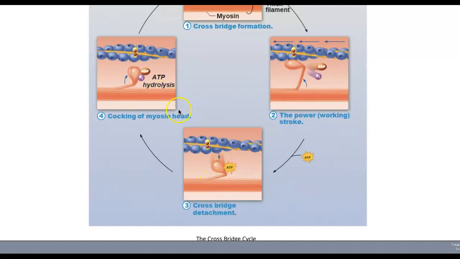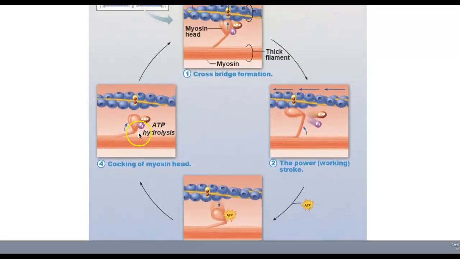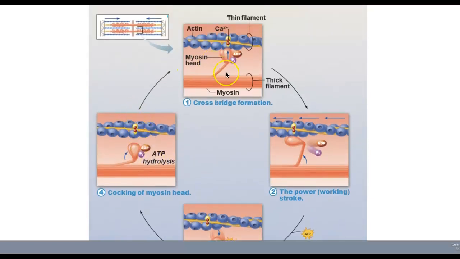Now we're going to see in step 4, we're going to hydrolyze this new molecule of ATP. The textbook calls this cocking of the myosin head. We're getting ready for it to do its thing again. So that new molecule of ATP has been hydrolyzed. Now the myosin head is re-energized and ready to go back to step 1. And this can happen over and over and over again to produce the amount of muscle contraction that we're asking any given muscle to do.